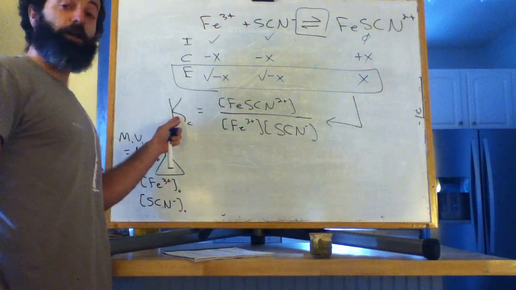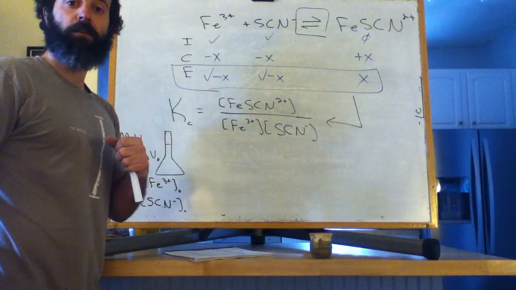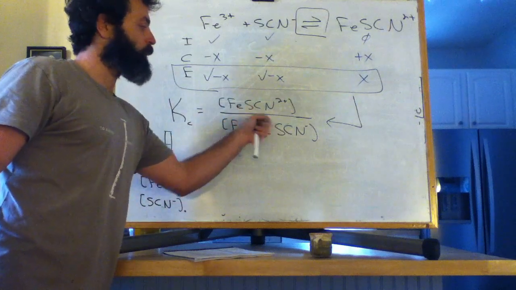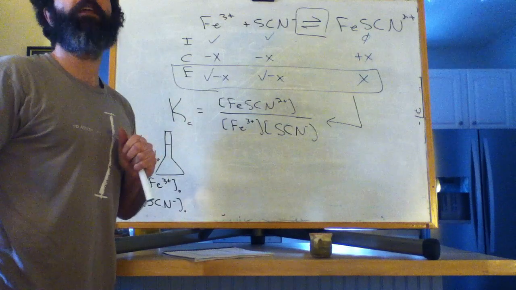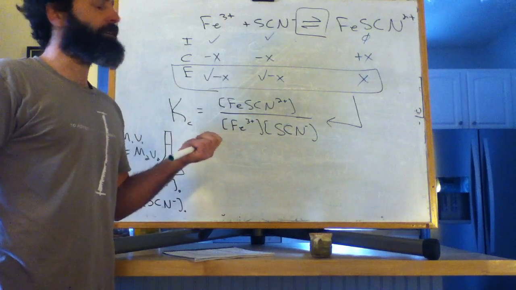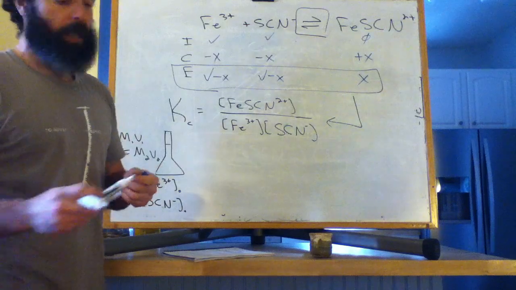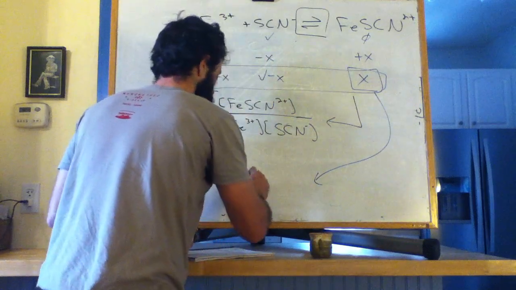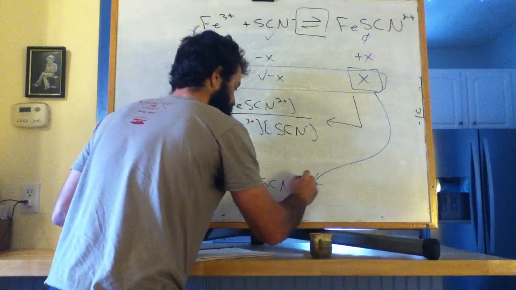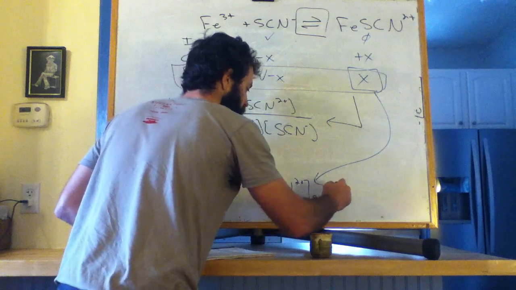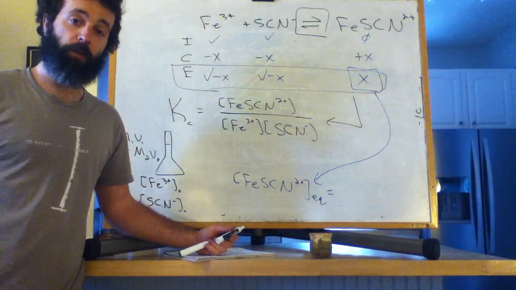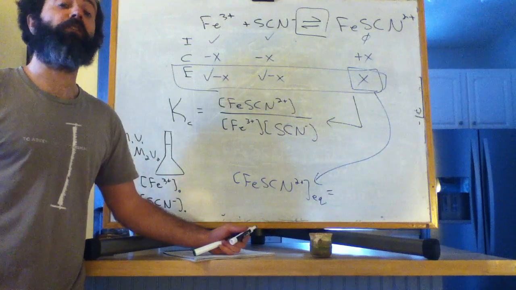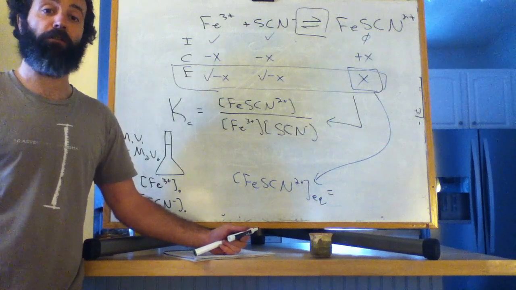Okay, so how do we use our equilibrium concentrations to figure out an equilibrium constant? Well, if we knew the value of K, we could solve for X. Or, if we knew what X was, we would know all of these equilibrium concentrations, and we could calculate K. Well, what does X represent in this ICE diagram? X is the equilibrium concentration of our iron thiocyanate complex. How do we figure out the equilibrium concentration of the iron thiocyanate complex? That is what we get from our absorbance values and our calibration curve.